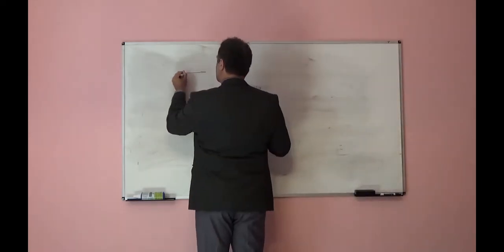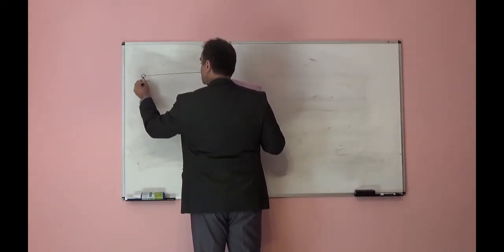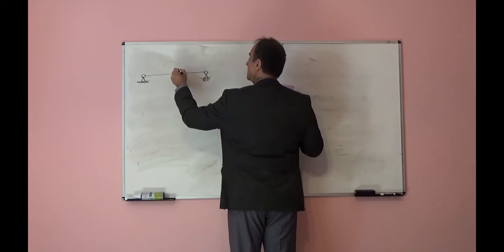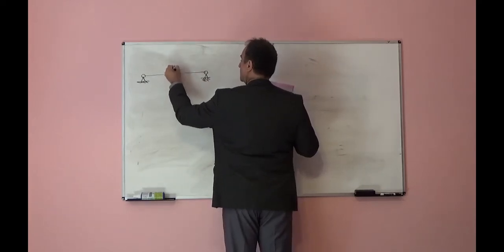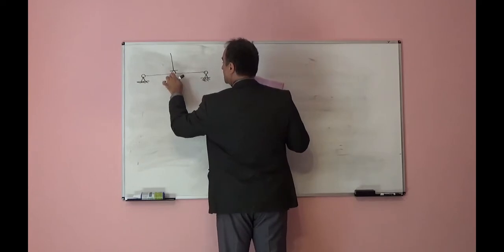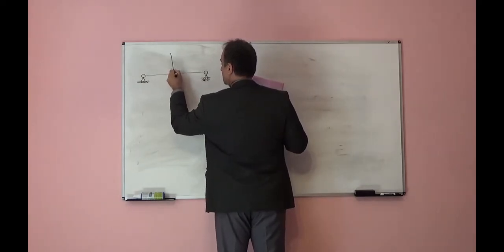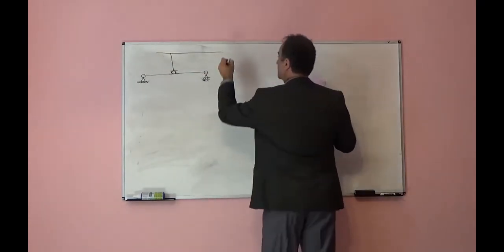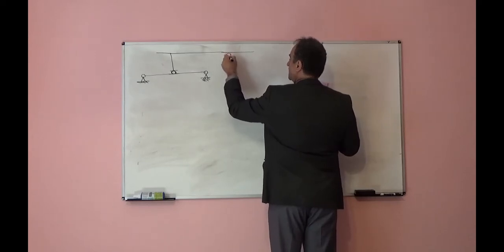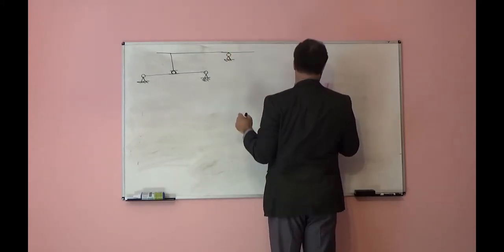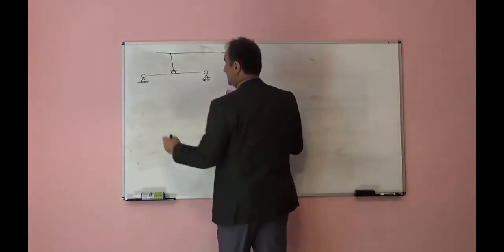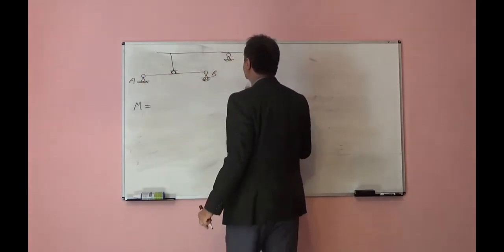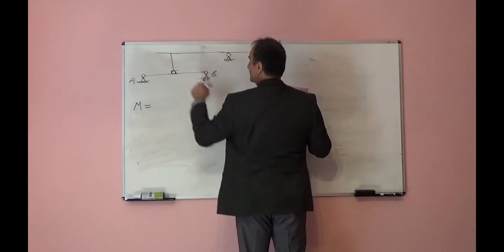Next one, it is this system. Here, this part AB is a simply supported beam, it is stable. This part we attach to that.